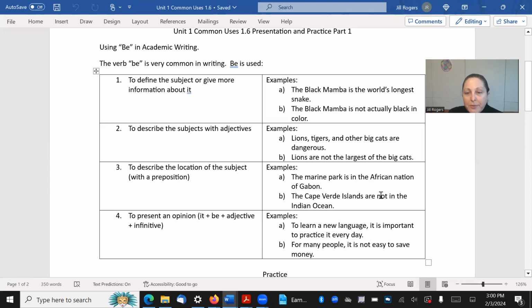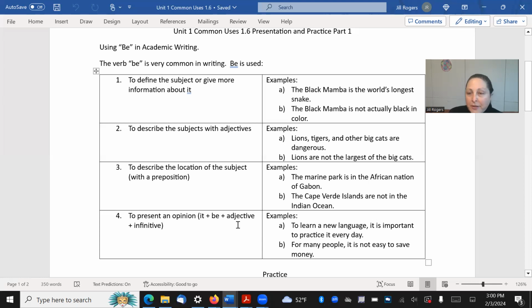Then we have a negative example, positive singular, and here we have a negative plural. The Cape Verde Islands are not in the Indian Ocean. So here we see, remember the plural because it's islands, so that means there's more than one. And then we have the word not to make it negative after the verb. And then the last reason we use be is to present an opinion.